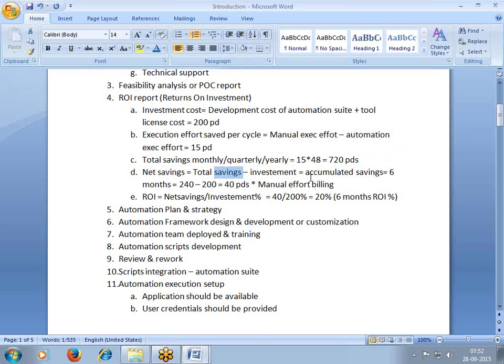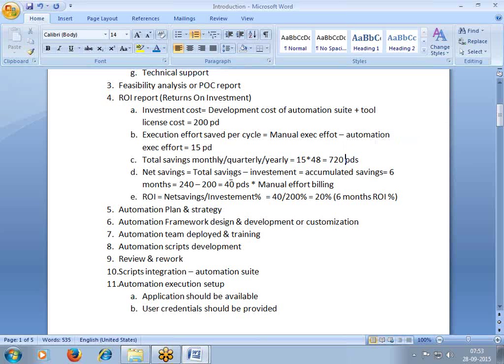Now, how will ROI be calculated? What is the total saving at the end of the 2 years? This is the total effort you can save, 720 days, correct? What is the saving at the end of the first year? For 2 years it is 720 days, so for 1 year it should be 360 days, correct?